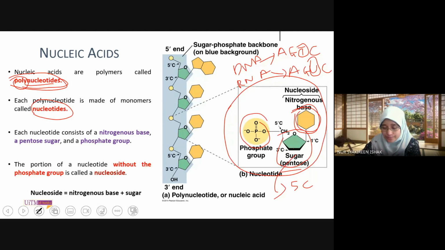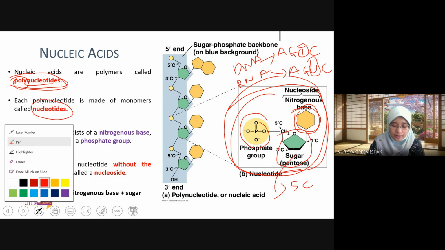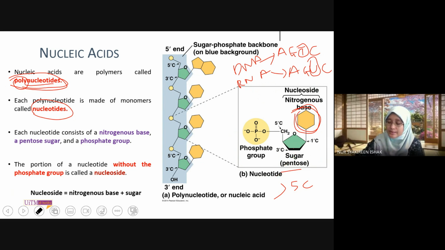All of you are required to know how to draw the structure of a nucleotide. Okay, so a 5 carbon sugar bonded to a phosphate. The 5 carbon sugar is also bonded to a base. Okay, so in this structure of a nucleotide, another thing that you have to take note of is the numbering of the carbons.